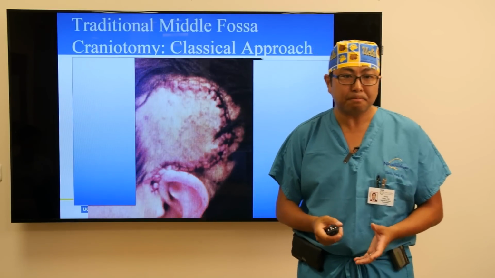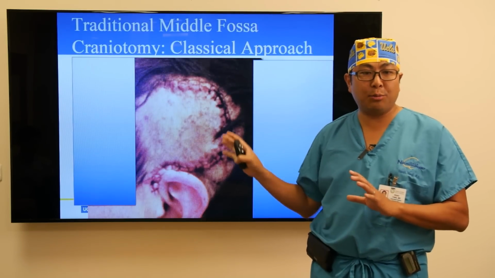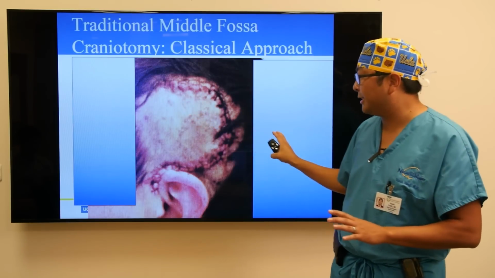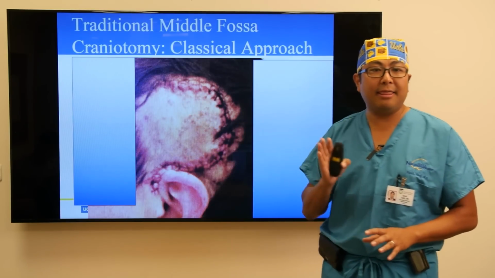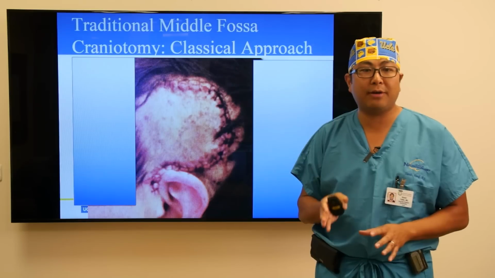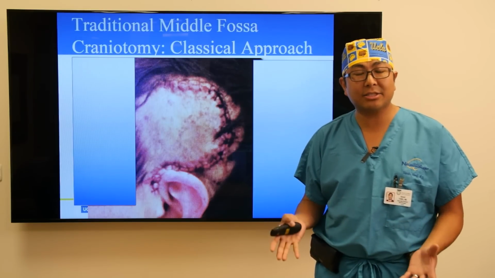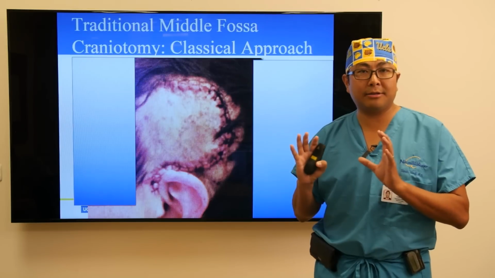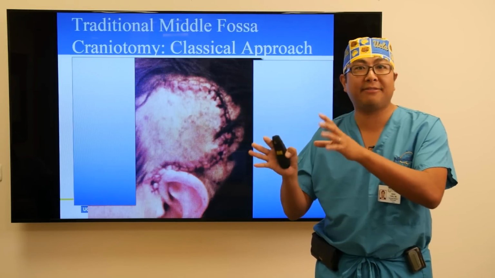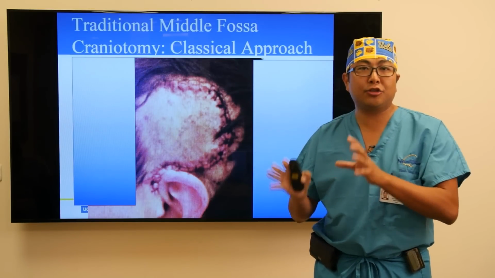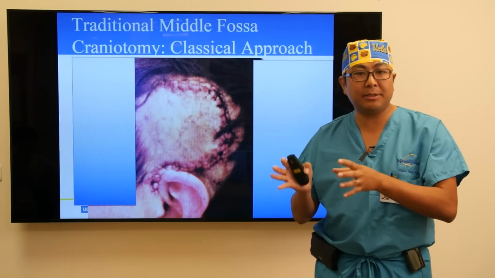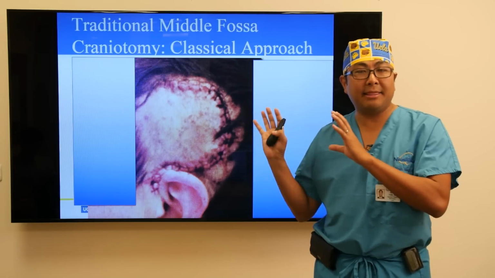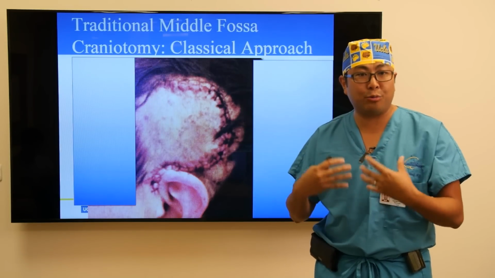Now, these are all pictures that we've put blockages on so that you can see just the incision. This is a traditional middle fossa craniotomy. This is a classical approach, and this is an SSCD repair that was done at an outside facility by another surgeon. So another surgeon at another hospital did a middle fossa craniotomy. This is the incision, and they came here for a revision.